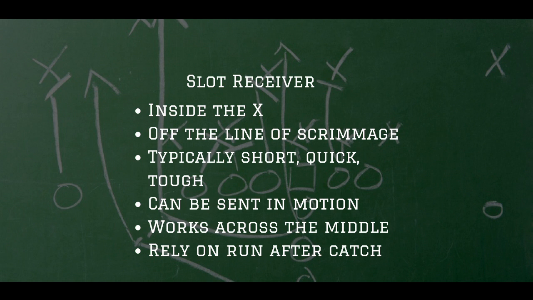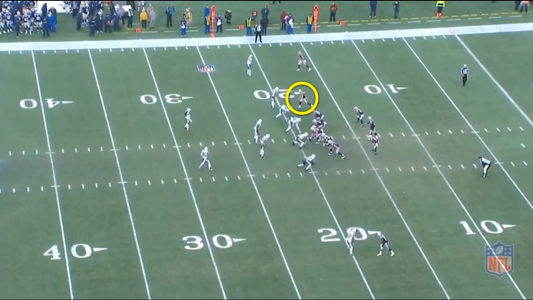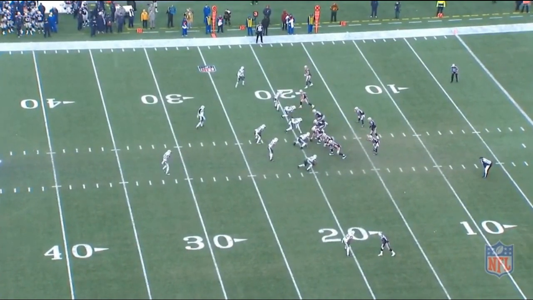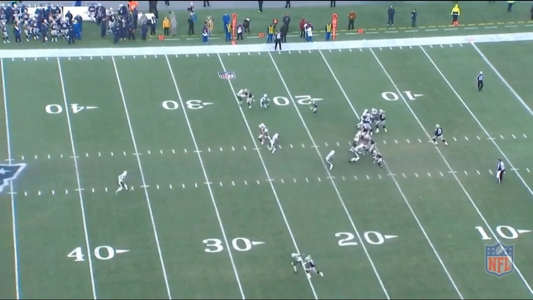You've got to think shifty guys who can get the ball and move in space. Julian Edelman, T.Y. Hilton is actually a perfect example of a very good slot receiver. Jarvis Landry is another. Guys who you can get the ball to in space and who can make something happen. And sometimes they're going to be matched up against a linebacker. Sometimes they're going to be matched up against a slot corner.